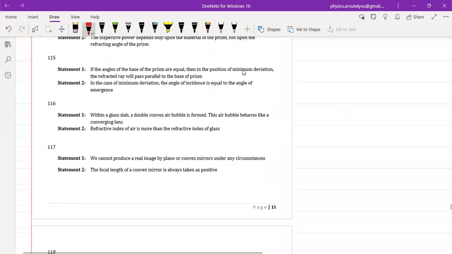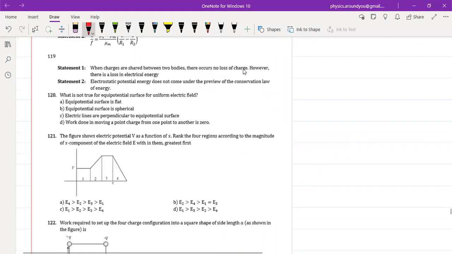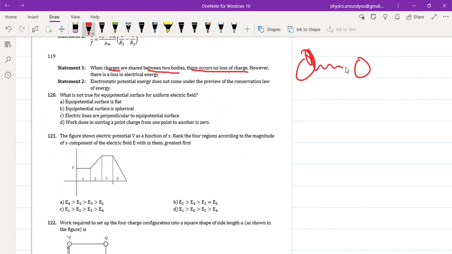Now, question number 119. Assertion reason type. Whenever charges are shared between two bodies, there occurs no loss of charge. Yes, I know that charge from this surface will travel through a wire and deposit here. Charges won't escape, so I can't deny this statement. However, there's a loss in electrical energy.